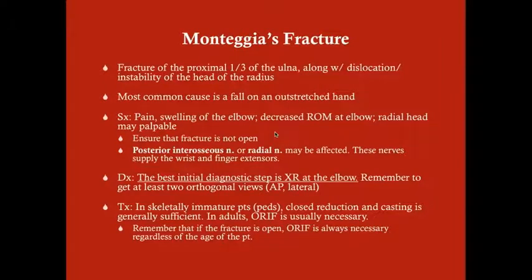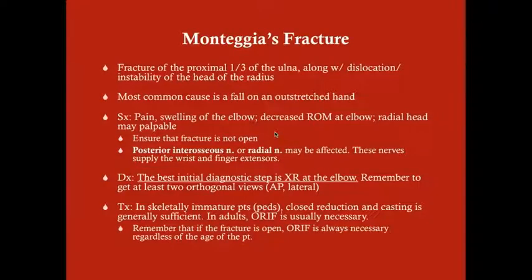The best initial diagnostic step is going to be an X-ray at the elbow, and that's really the best initial diagnostic step for any fracture, so this isn't really different here from anything else. And it's very important, anytime you have a fracture, to make sure you've got at least 2 orthogonal views. Now remember, there's up to 3 orthogonal views that we can get. We can get an X direction, a Y direction, and a Z direction, 3 dimensions.